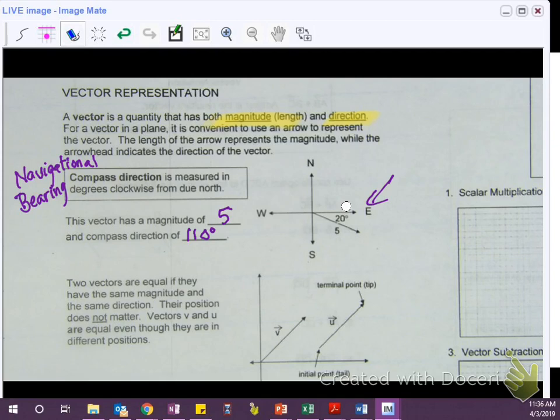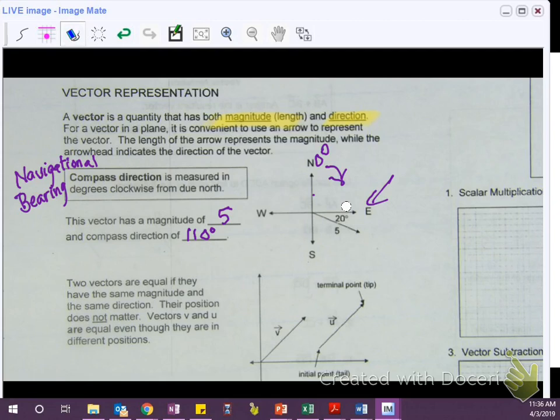The compass direction or navigational bearing, north is 0 degrees, and it's measured clockwise. So from north to east is 90, plus the 20 gives me a total angle of 110. And then the length here is the magnitude, and it's labeled as 5.